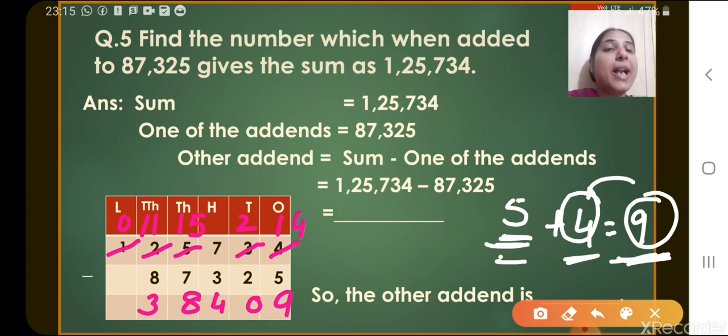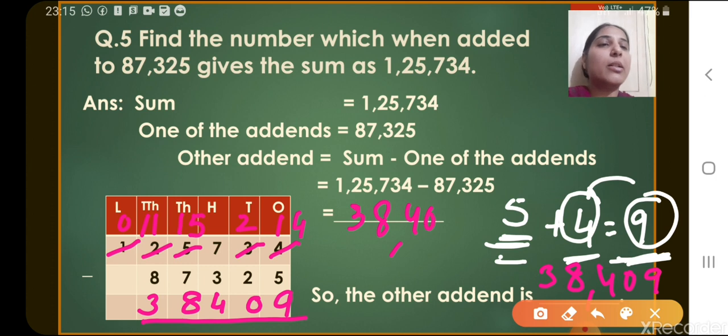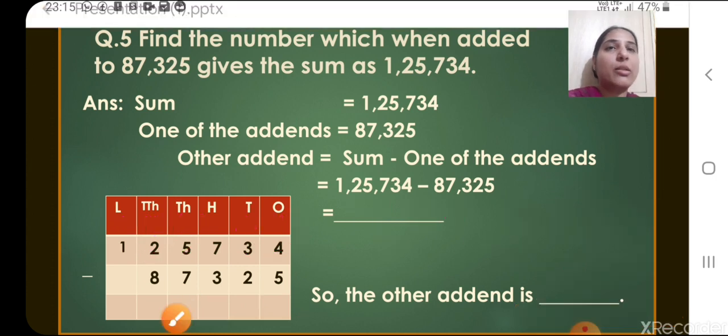So the other addend that we get here is 38,409. Got it, children? So what did we do? We subtracted one of the addends from the sum to get the other addend. And the answer that we get here is 38,409. Okay, children? Now let's move to the next question.